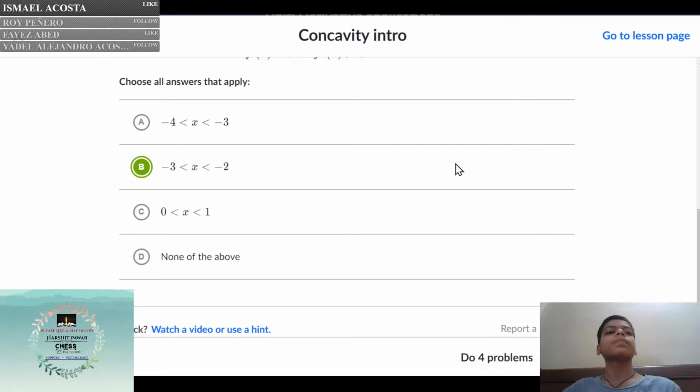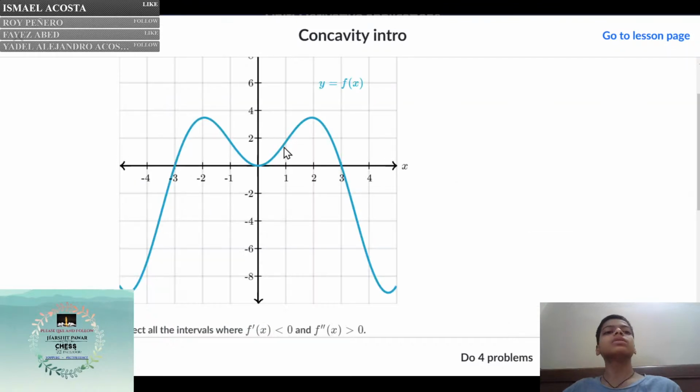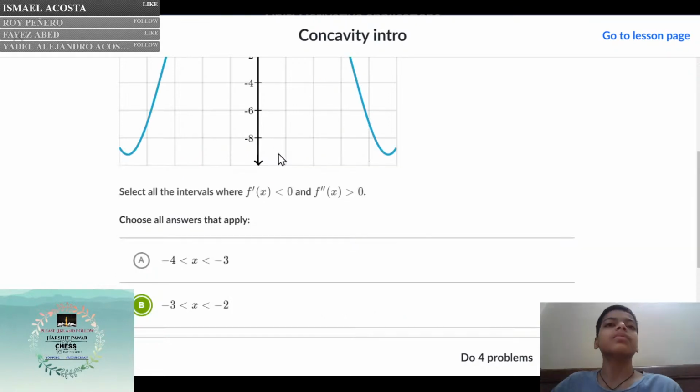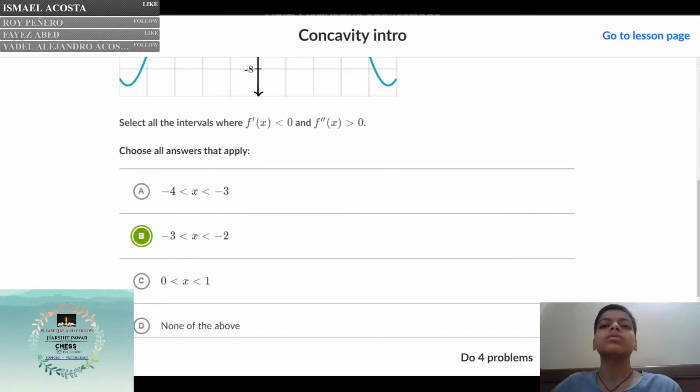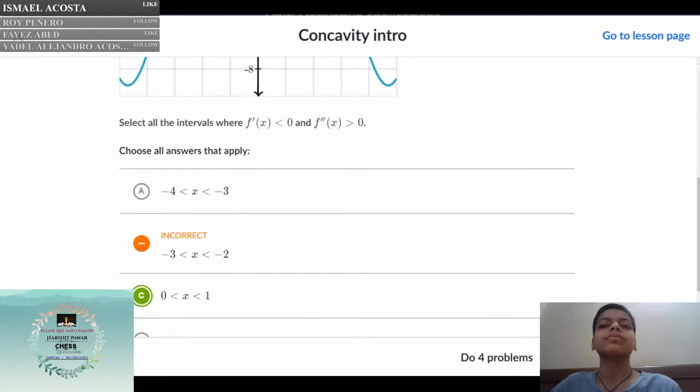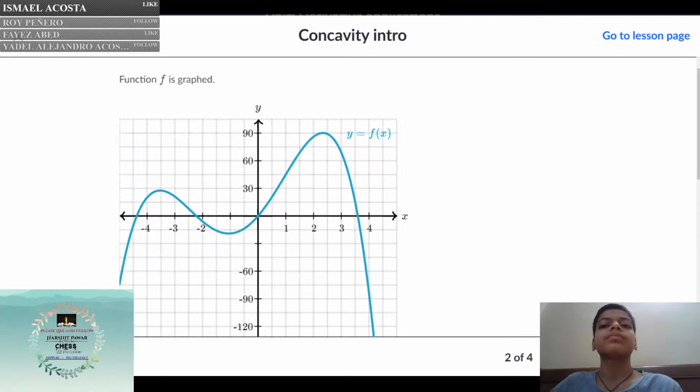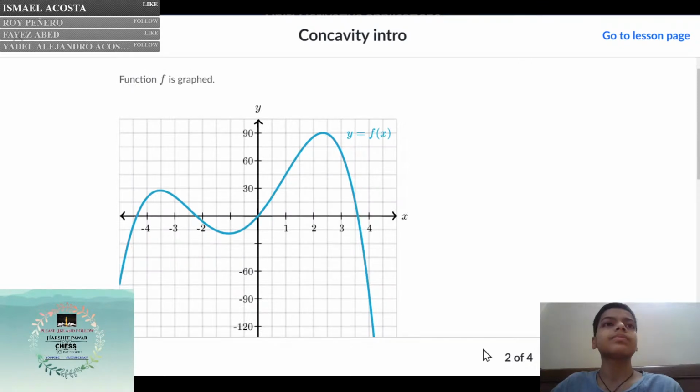0 to 1, let's see this one. We are increasing over this interval. Okay, and f prime prime of x is also greater than 0. Okay, let's do this one. Function f is graphed.